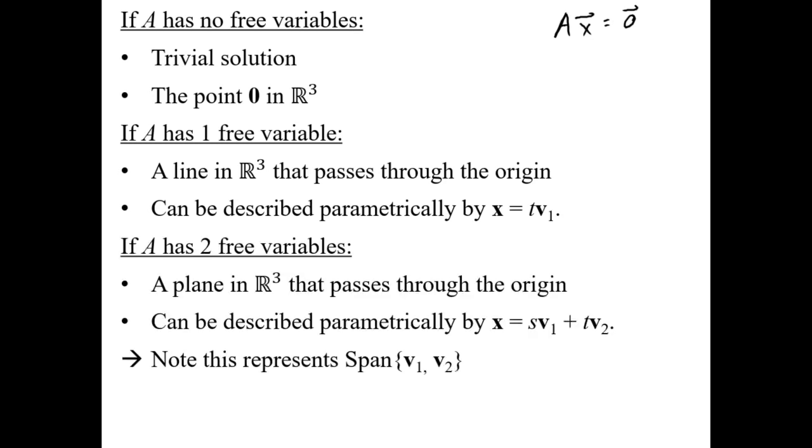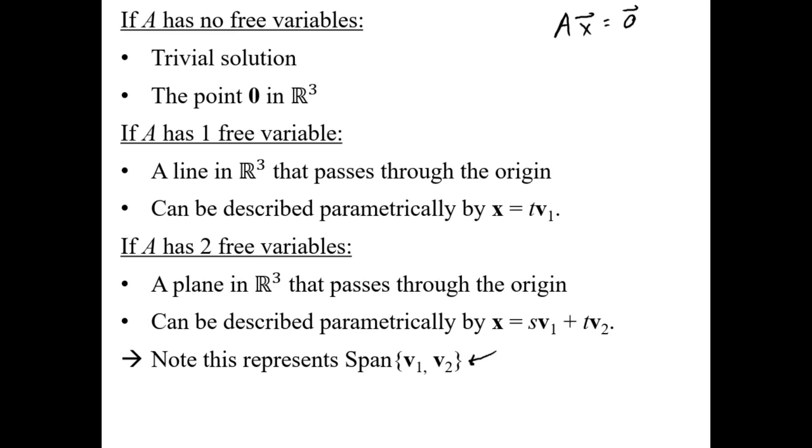If A has 2 free variables, then now our solution is going to be a plane in R3, again, that passes through the origin. And now our solution can be written parametrically as some parameter times v1 plus some other parameter times another vector v2. And it's useful to observe that my solution set, the set of all solutions, is the span of those two vectors v1 and v2.